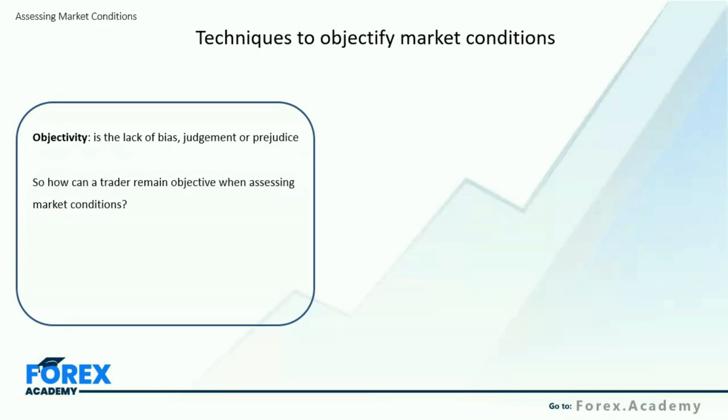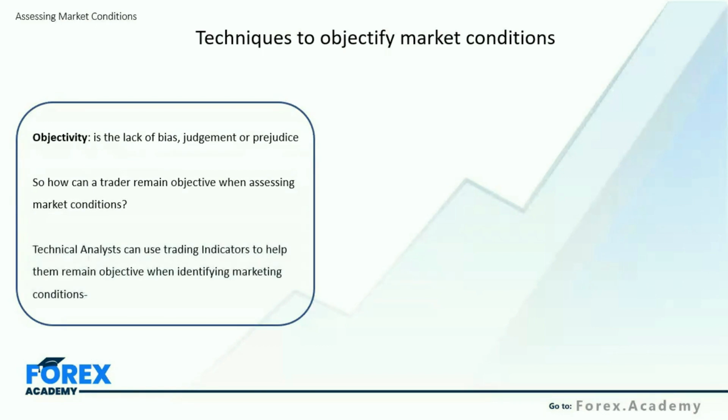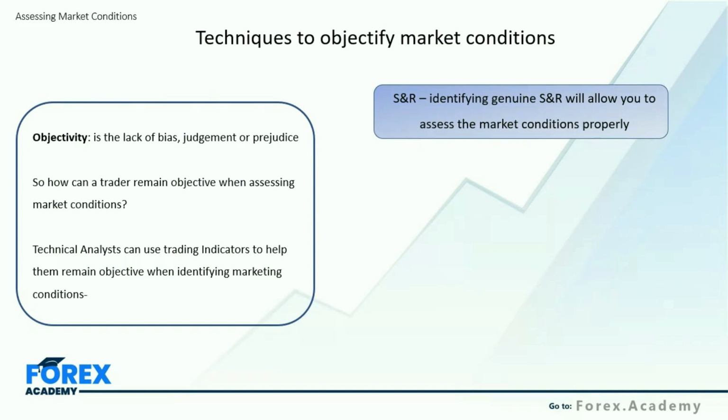Now, the question we need to ask ourselves is, so how can a trader remain objective when assessing market conditions? Now, there are a couple of ways in which we can do this, and this is when technical analysts can come into their own, because they can use certain trading related indicators to help them remain as objective as possible when identifying these market conditions. And we'll go through 3 of them now for you. The first one is just identifying support and resistance, and identifying genuine support and resistance as well, normally on bigger time frames. And this will allow you to assess the market conditions properly.